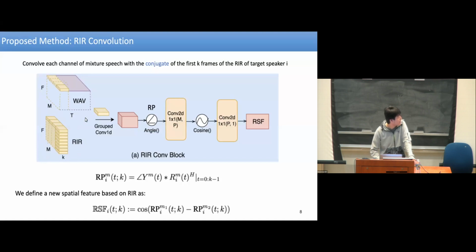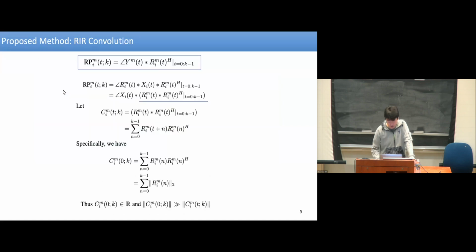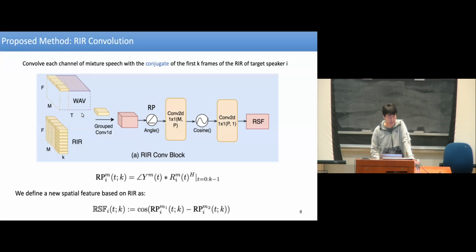Then we do a special convolution, which is named grouped convolution. The grouped convolution means we cut these two tensors by both frequency and m into small pieces, and we do the convolution one by one. For each frequency and channel, we do the convolution independently. Each piece inside the room impulse response is only convolved with the same piece inside the utterance. This is why it's called grouped, because it's cut into f times m groups.